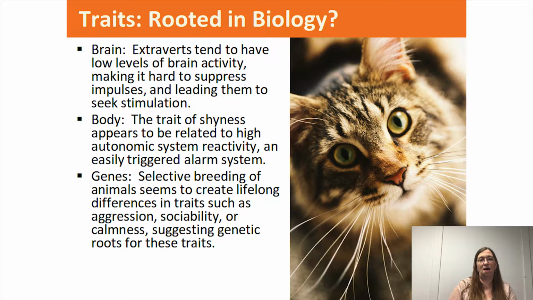And when we look at genes, we can do selective breeding of animals, and it can create lifelong differences in traits such as aggression, sociability, and calmness, suggesting that there is a genetic root to these particular traits. So if we can breed them in or breed them out, we must be able to have some sort of genetic component to that.